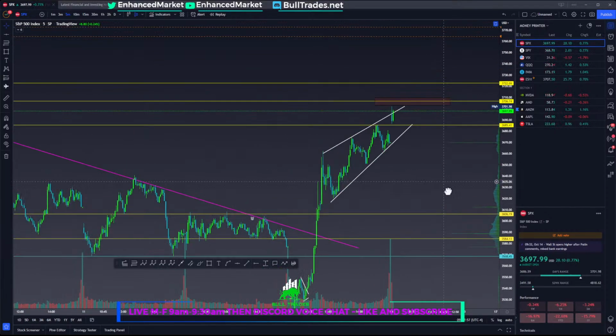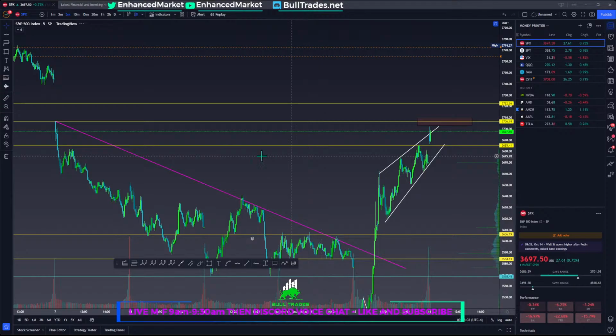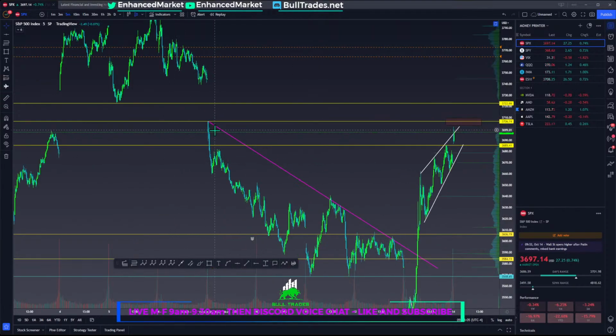All right, so SPX now testing high of the day, right? Which is this resistance and also this previous resistance here.